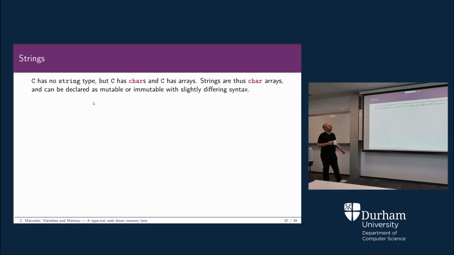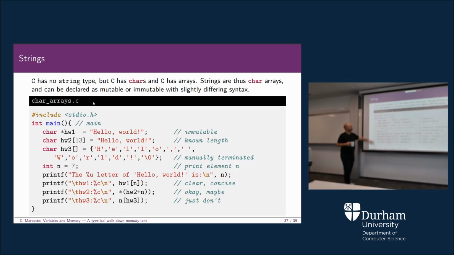Okay, let's talk about strings. Like I said, C doesn't have a built-in string type, but C has characters, and C has arrays, so we can make strings which are just character arrays. And these can be declared as mutable or immutable with a slightly differing syntax. So, this first one, a character pointer HW1 is hello world. This one's immutable.